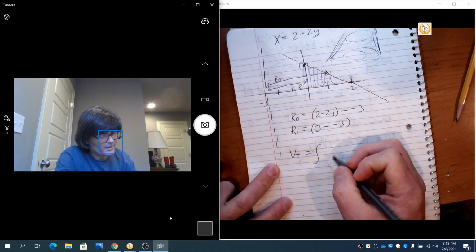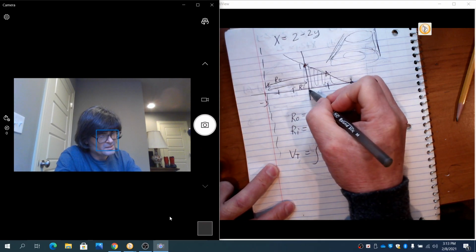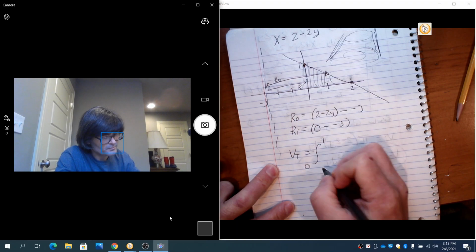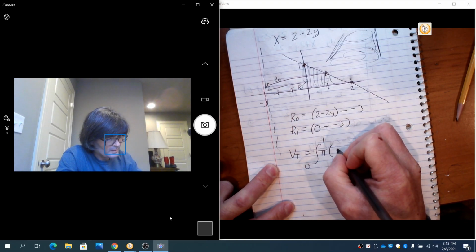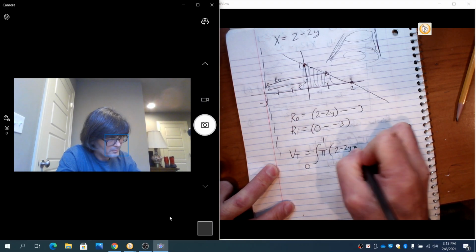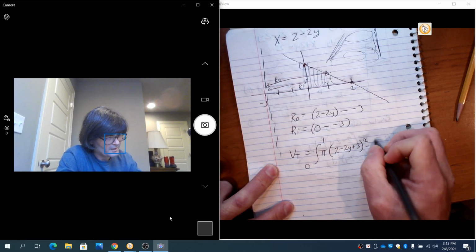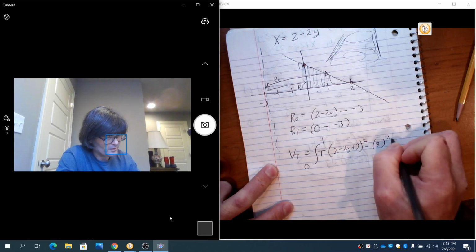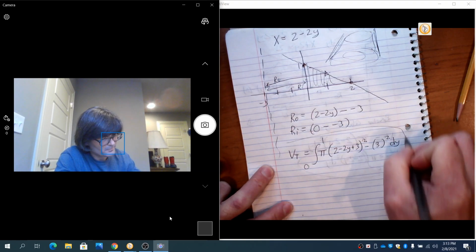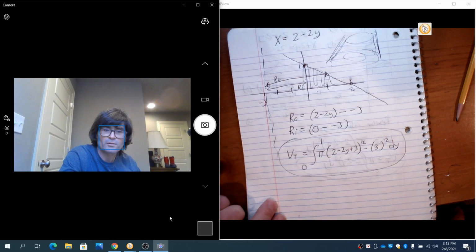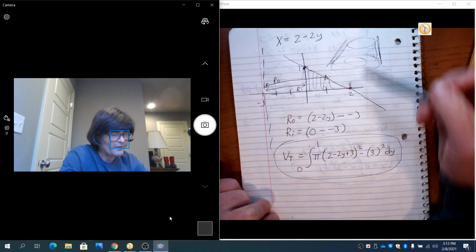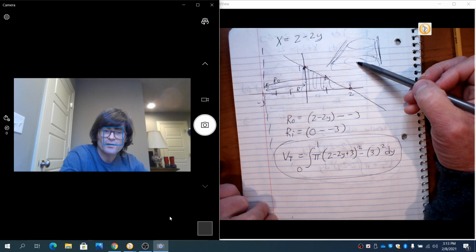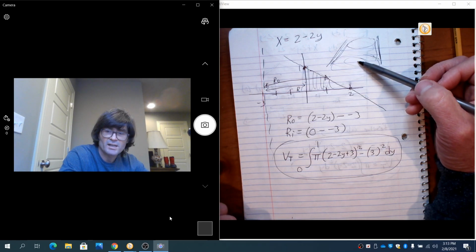And so my total volume will just jump to that. It's still happening from 0 to 1 on the y-axis. It's going to be pi times the outer radius squared, (2 minus 2y plus 3) squared, and then minus the inner radius squared, which is 3 squared, and then dy. And you can evaluate that integral yourself. But anyway, that is in a nutshell how you do problems that have an open area inside, a hollow area, and ones that are solid.